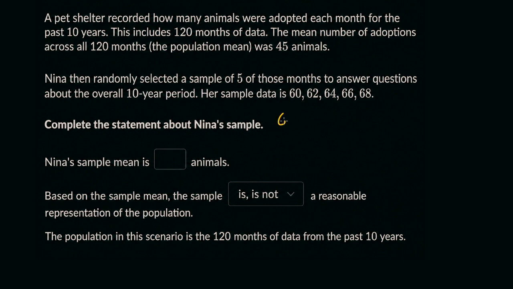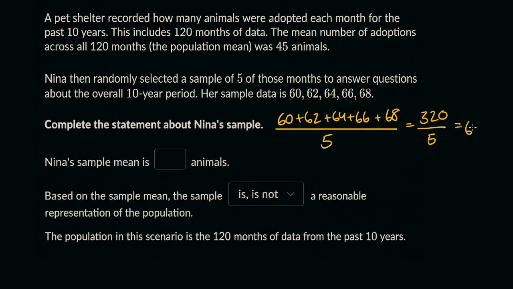Well, we just have to add 60 plus 62 plus 64 plus 66 plus 68, and we would want to divide this by 5 and see what this is going to be. If we just said 0 plus 2 is 2 plus 4 is 6 plus 6 is 12 plus 8 is 20, and then we have 3, 6, then we have all the 60s. So this would be 320 divided by 5, which is equal to 64.